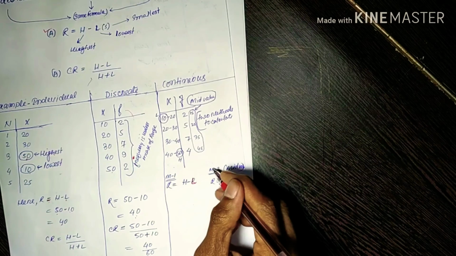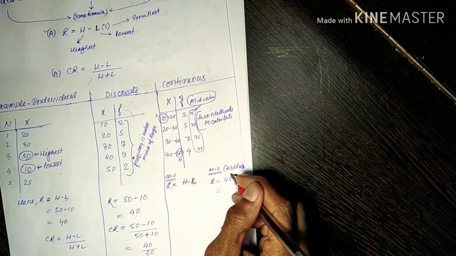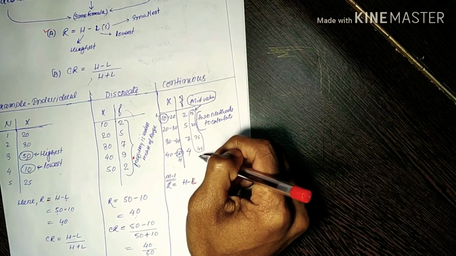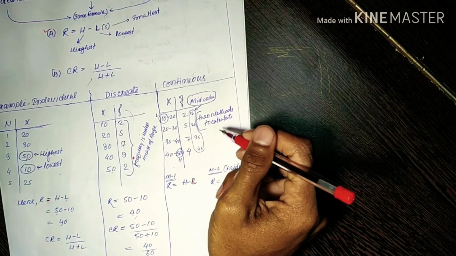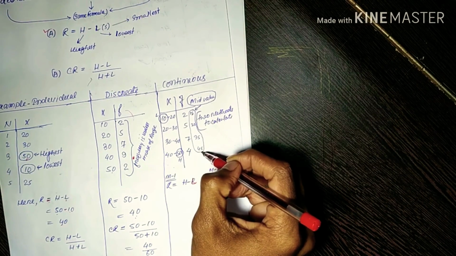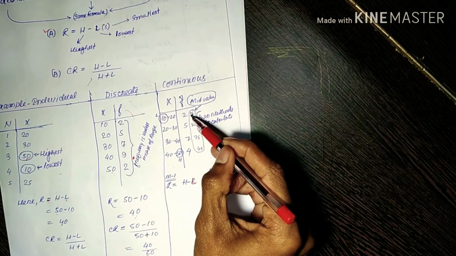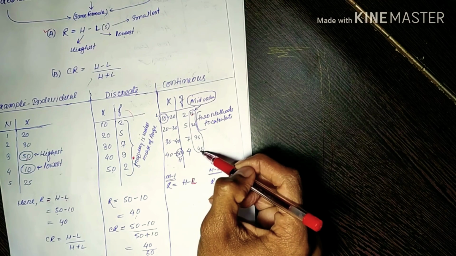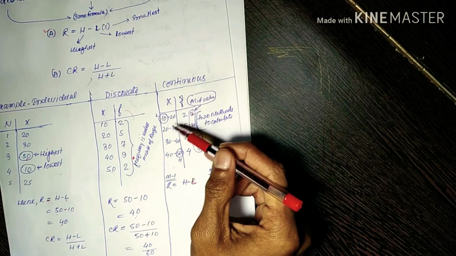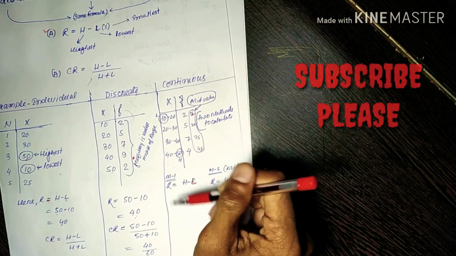In the second method, by finding the mid value, first of all we need to find the mid values. If we find them, they will be 15, 25, 35, and 45, right? From these we will find which is the lowest number and which is the highest number. Then accordingly we will calculate the range for the continuous series.